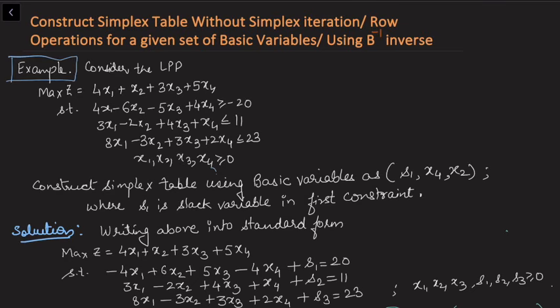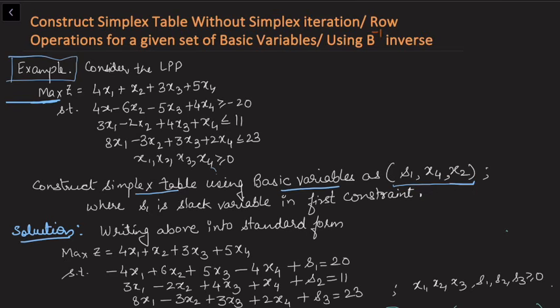In this example, we have been given a linear programming problem with the objective function maximization. And here we want to construct the simplex table using the basic variables which are given as S1, X4, X2, where S1 is a slack variable in the first constraint.